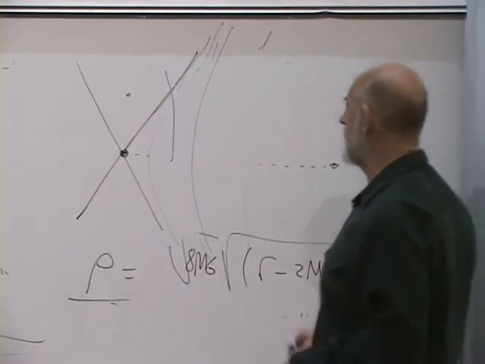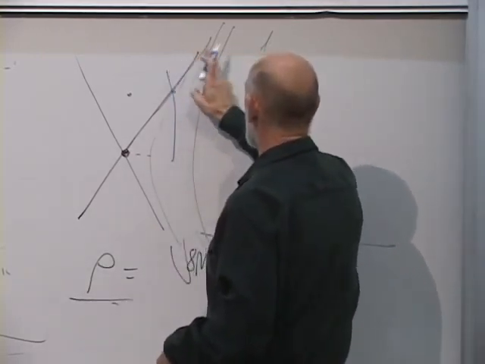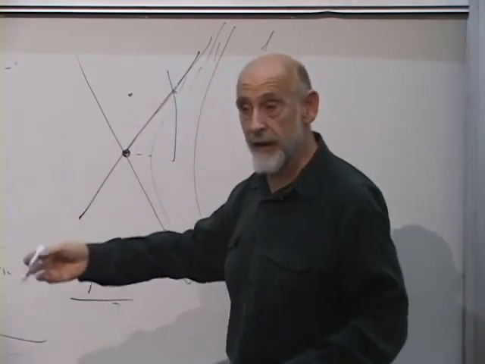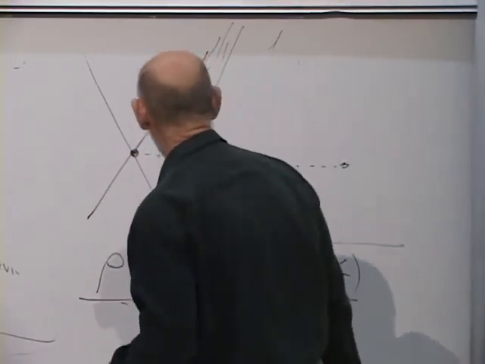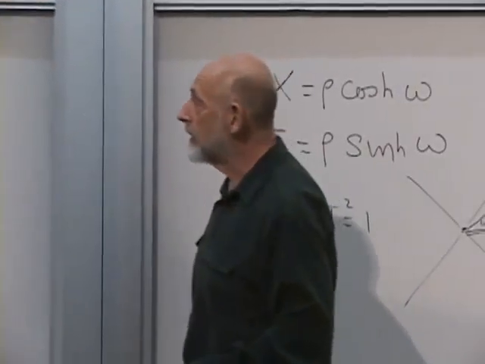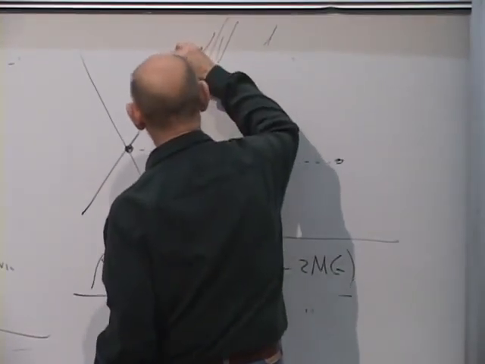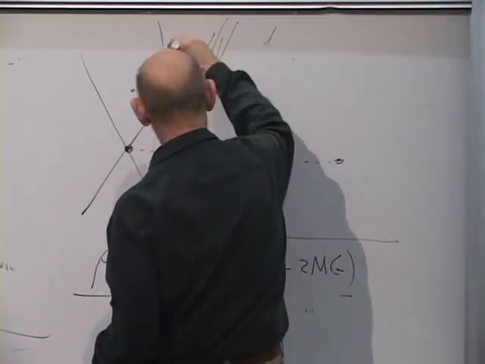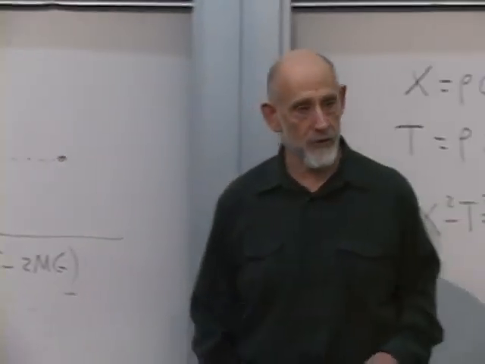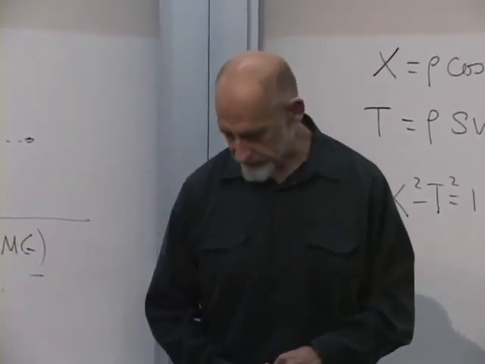Once Alice passes this point over here, she can no longer send a message to Bob. Bob can't see her. If he can't get a light ray from her, he can't see her. He can't get a message from her. Can Alice see Bob? Yeah, no problem. Alice looks back on her light cone and sees Bob. So there's an asymmetry. Alice can see Bob, but Bob can't see Alice.